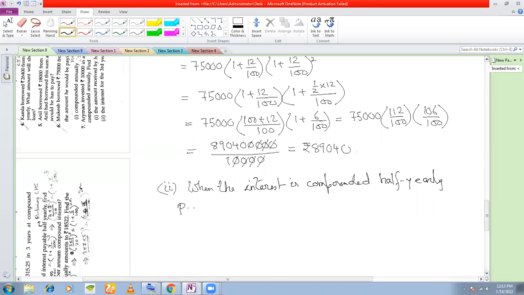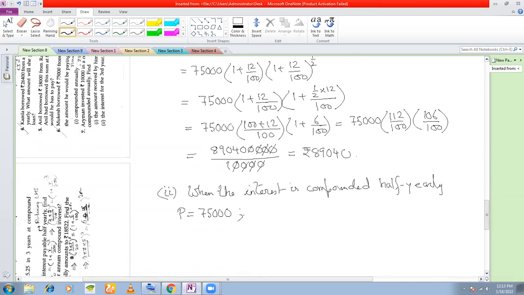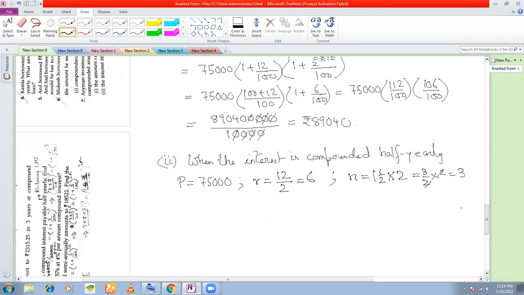Principal here is 75,000, right? What is the rate of interest? 12%, right? But because the interest is given half yearly, the rate has to be divided by 2. So rate here becomes 6. And what is the time? The time for which he is borrowing is 1.5 years. But because his interest is being compounded half yearly, you need to multiply the time by 2. So 1.5 into 2 will give you 3 by 2 into 2, which is equal to 3, right?